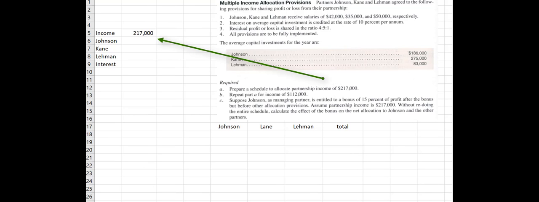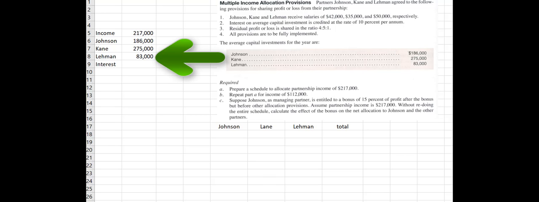In the grayish box in the middle, it tells me each partner's average capital investment. So I'm going to put that on the spreadsheet as well over in column B. And finally, it tells me that they want to use an interest rate of 10%. So I can make that a variable so that if it changes in some future year, I wouldn't have to redo the entire spreadsheet. I could just change that one item.